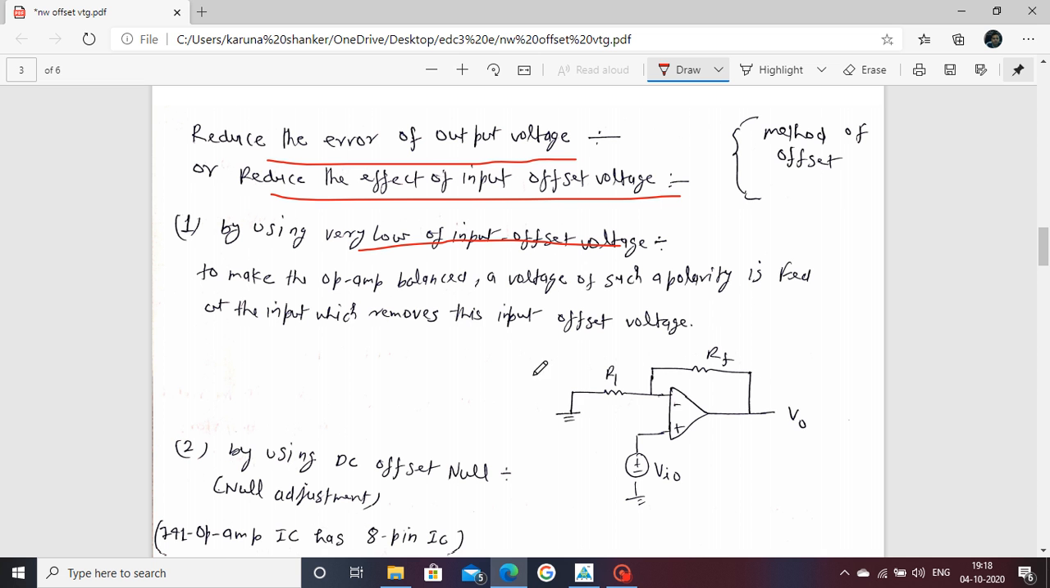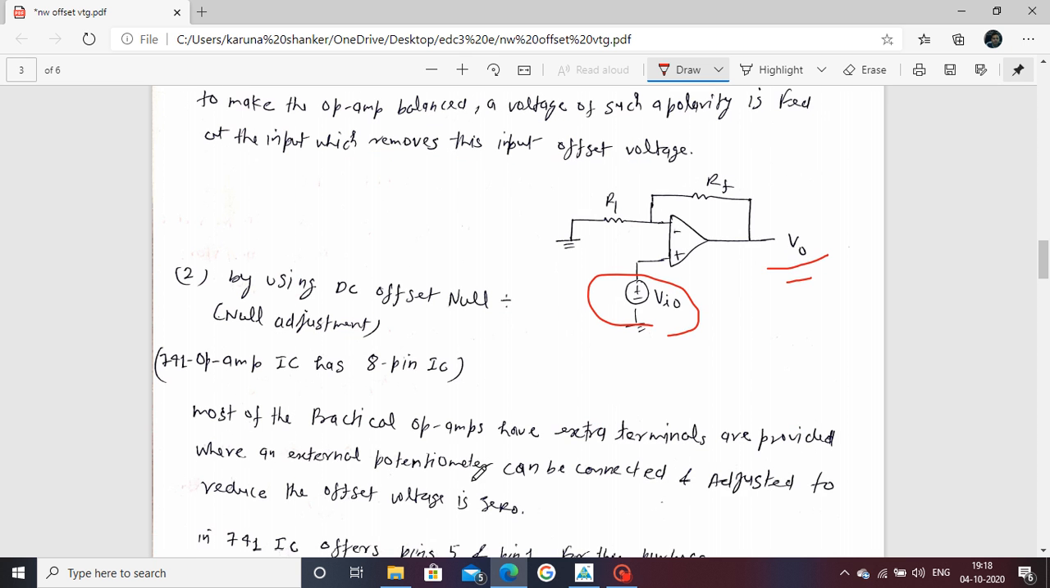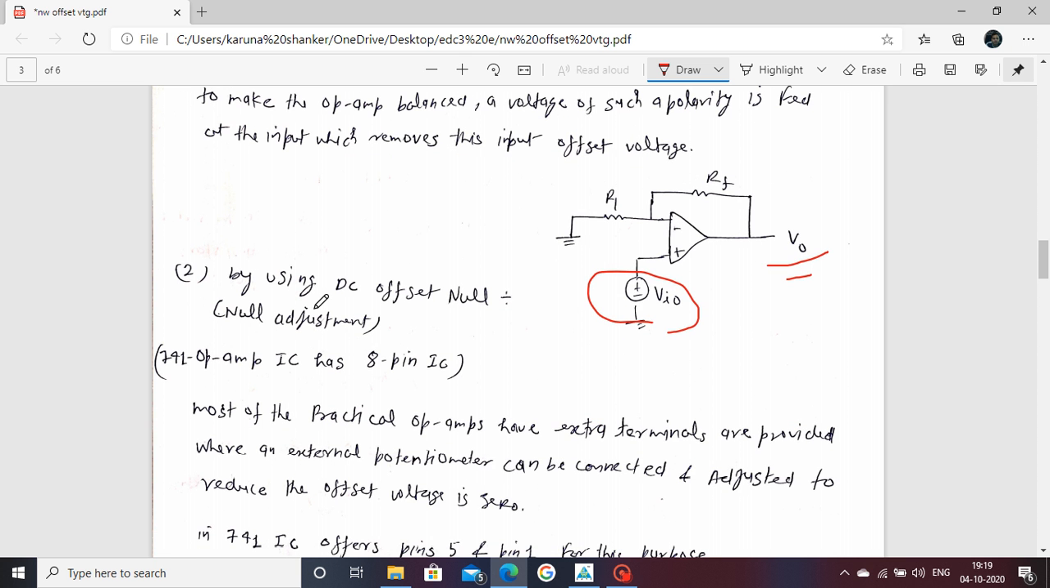Next, also see the circuit described here. Focus only on this: the input offset voltage is applied on the input side to reduce the output effect. That means whatever error comes in the output voltage is reduced by this voltage being applied. The second method is by using a DC offset null, or null adjustment.